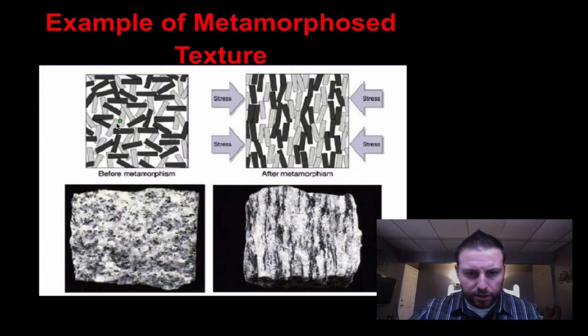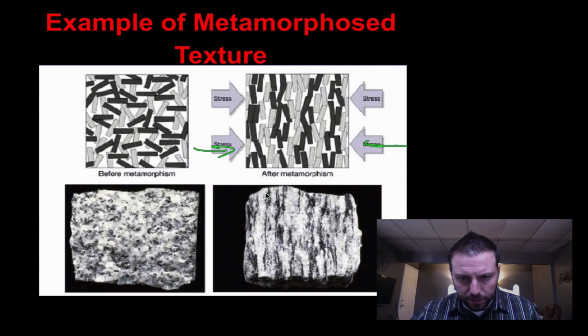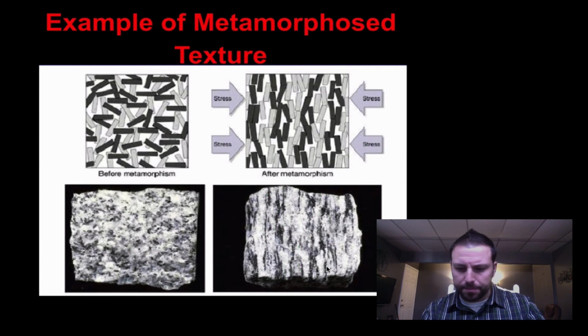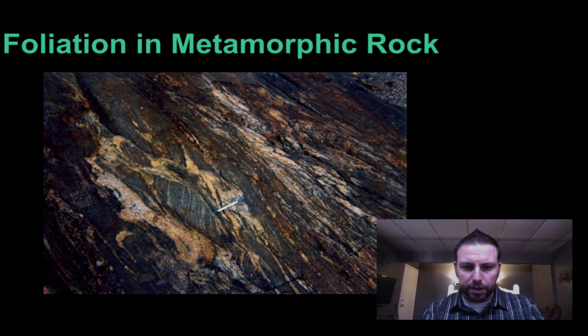And continue on. Notice this is a sample of granite right here. No real orientation of the minerals. Apply a stress to it, and we get our bands that are up here, or our light and dark regions, which shows those minerals lining up. Here's some more foliation. See, there's some lighter minerals here, darker, lighter minerals. So they kind of group or coalesce together.